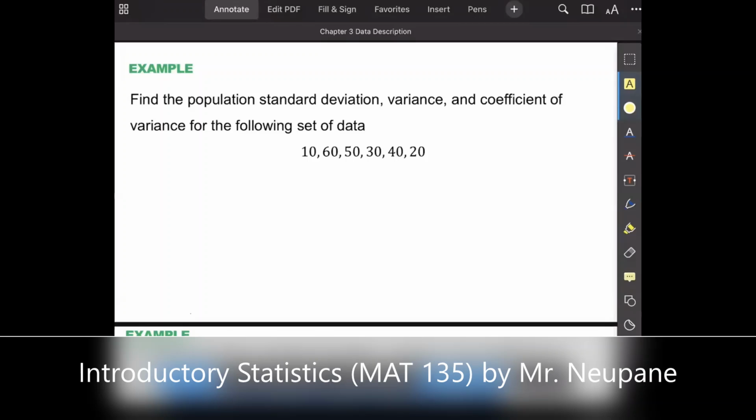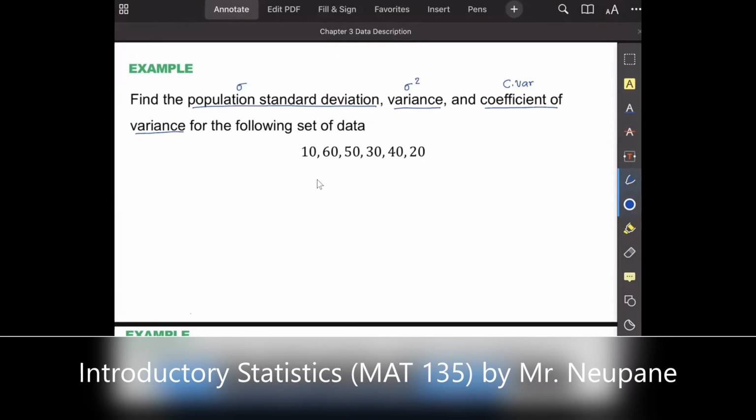So here in this problem, you can see we are asked to find the population standard deviation. When it says population standard deviation, you are calculating sigma. Population standard deviation is sigma. You are also calculating the variance for the population, so it is sigma squared. And then you are also calculating the coefficient of variance. Let me write CVAR for that. So we are using those formulas over here.